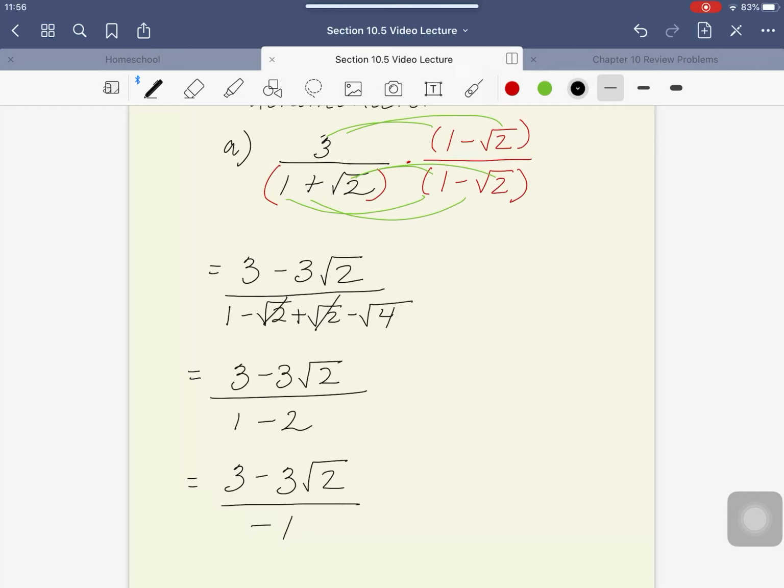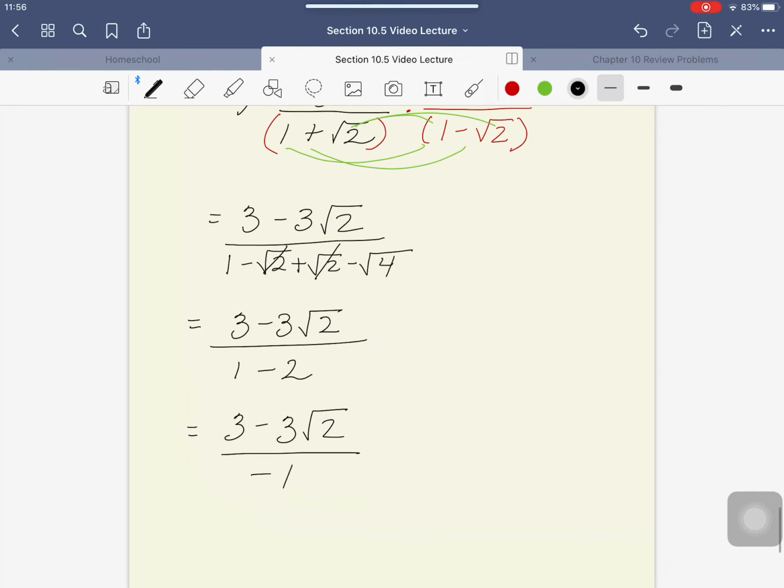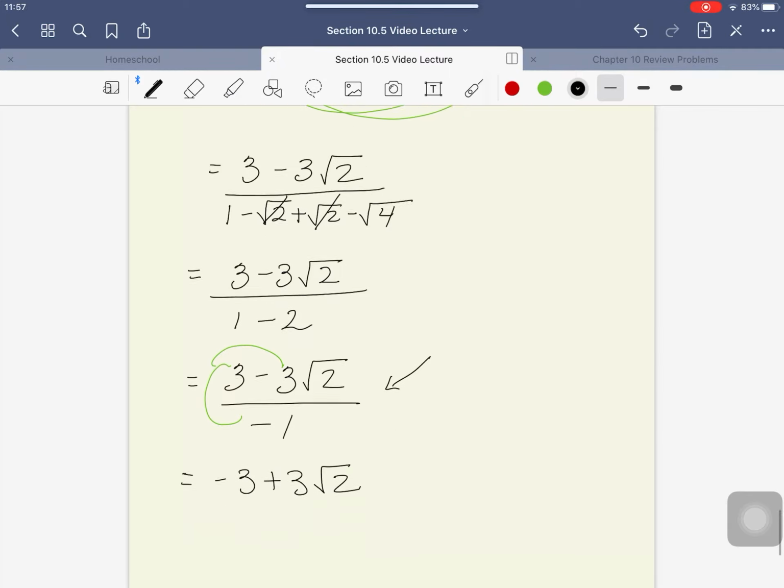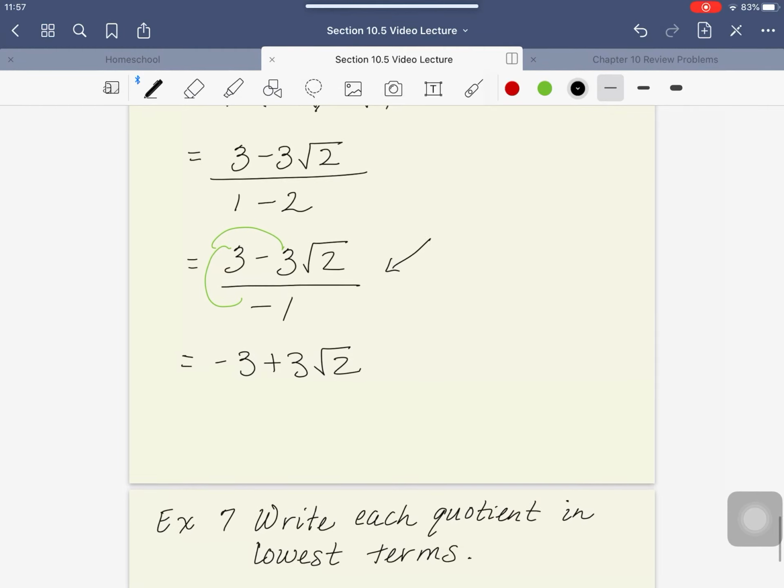Now you can leave your answer that way if you want to, or you can distribute it through. When I say distribute it through, you're distributing it to each term. So that would be negative 3 plus 3 square root of 2. Now that's optional, because I will accept this answer as well. All right, let's try another one.